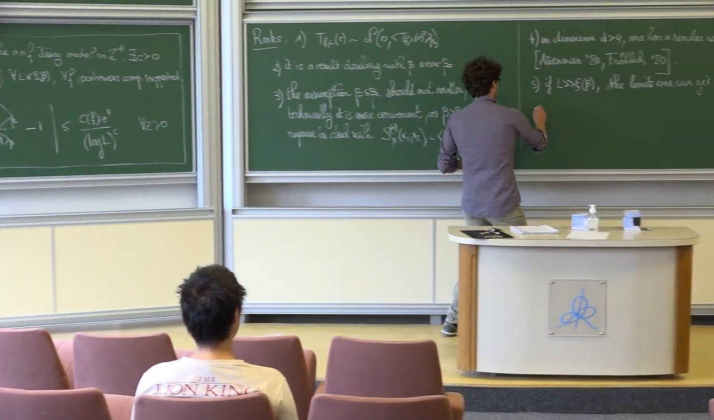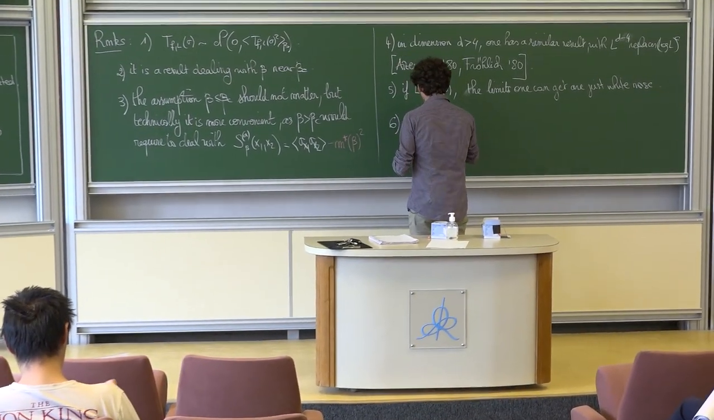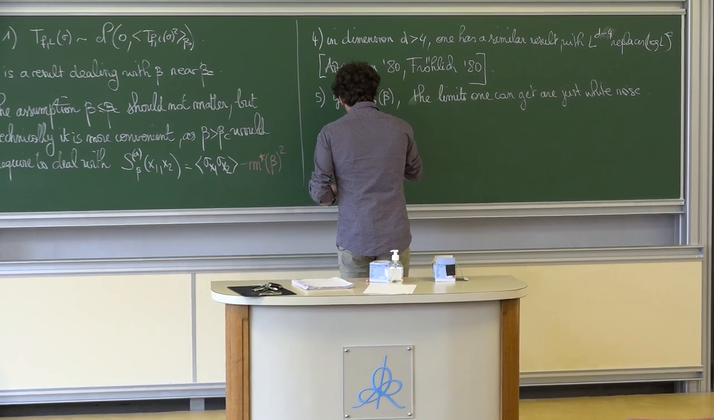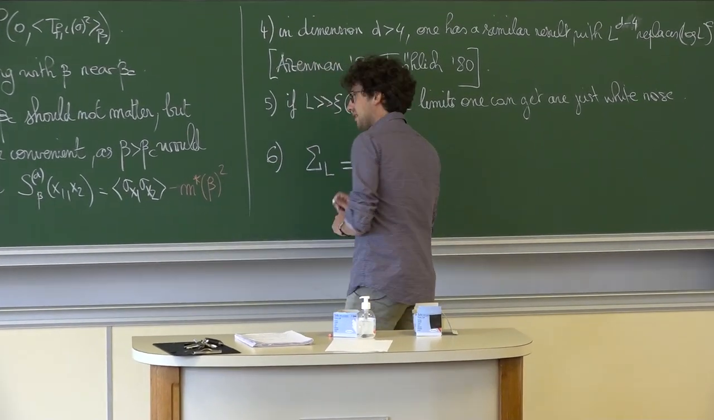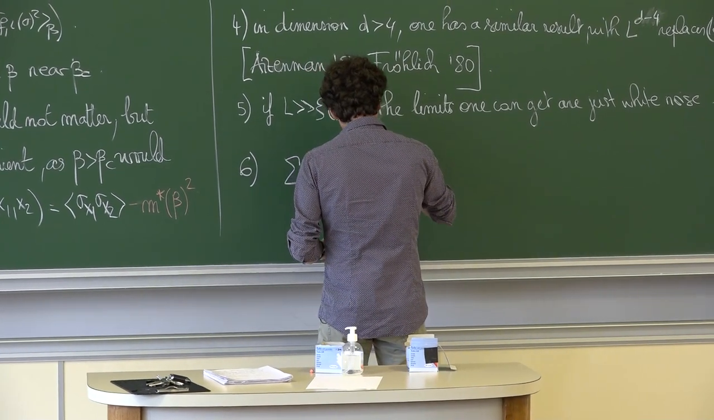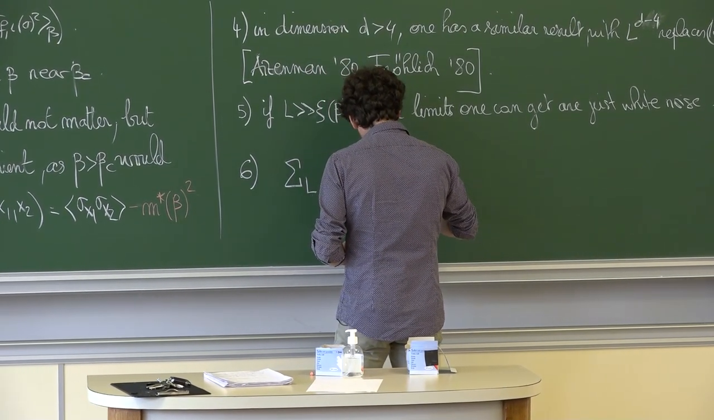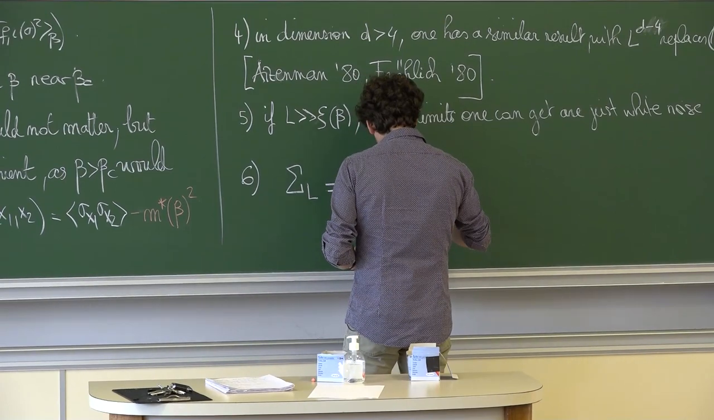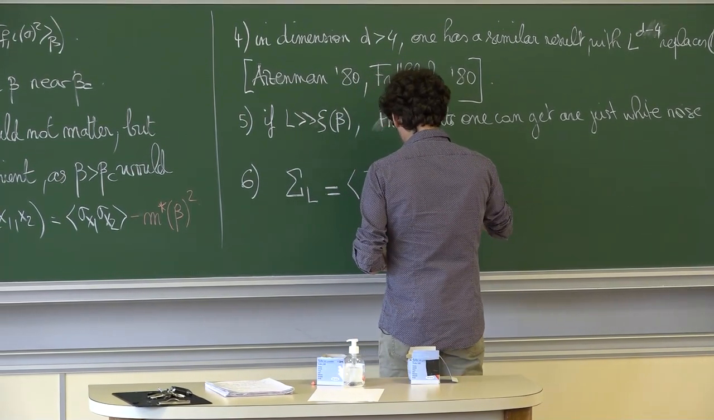Let me add a remark like that. Sigma L, in the notation that I used, is just the variance of T of the indicator function of minus 1 to the d, L of sigma.